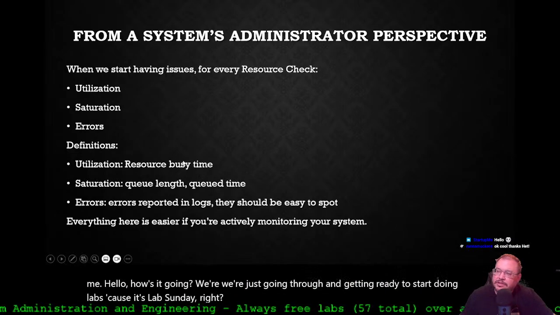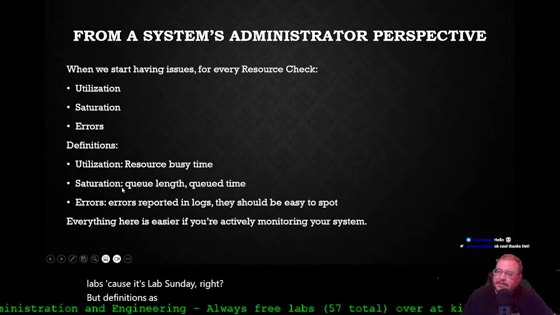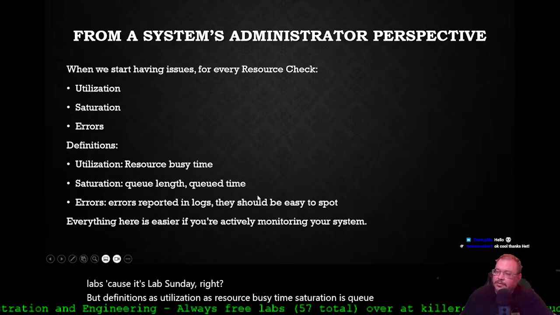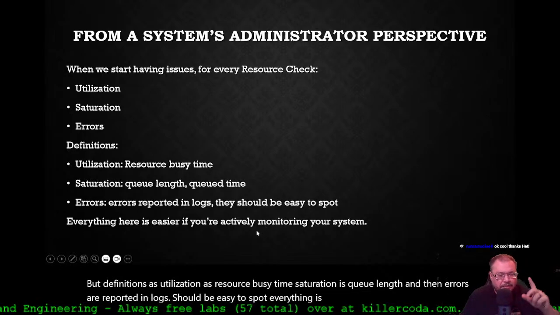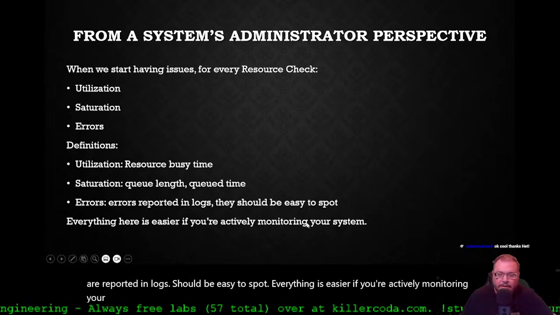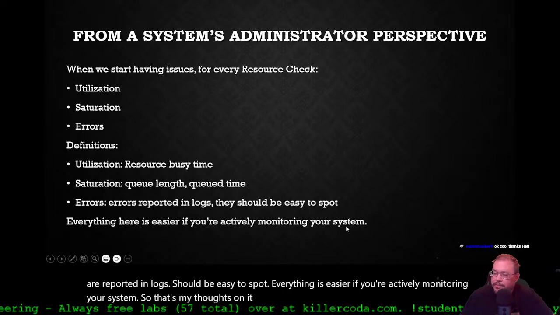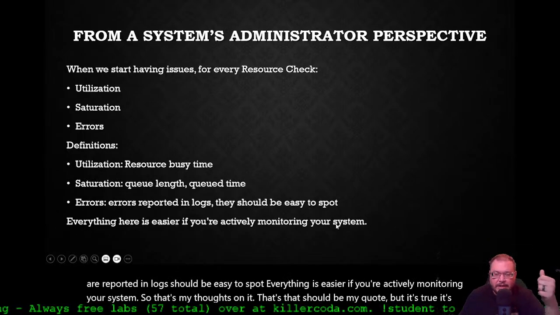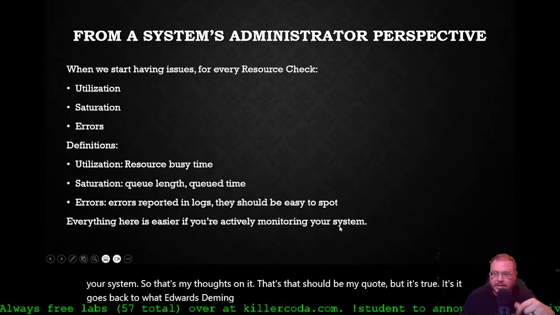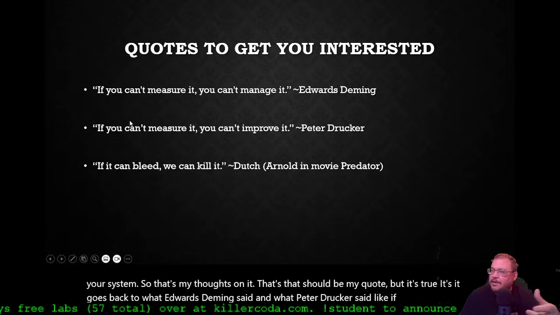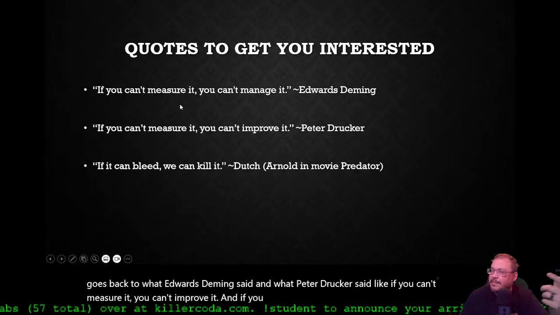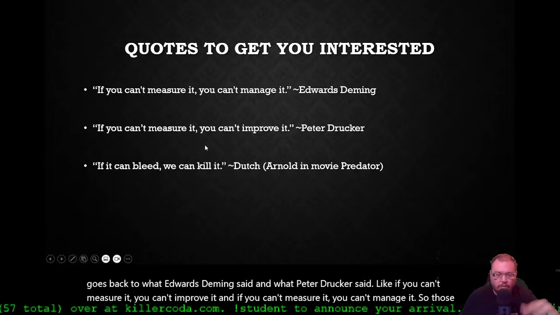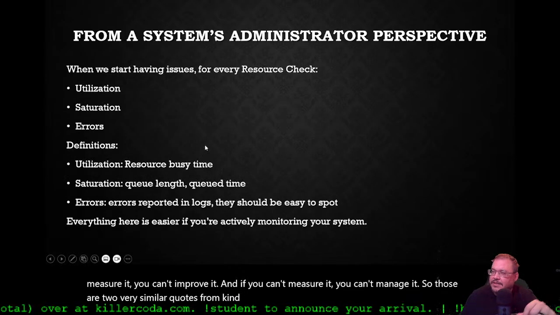But definitions: utilization is resource busy time, saturation is queue length, and errors are reported in logs. Should be easy to spot. Everything is easier if you're actively monitoring your system. So that's my thoughts on it. That should be my quote, but it's true. It goes back to what Edwards Deming said and what Peter Drucker said. Like, if you can't measure it, you can't improve it, and if you can't measure it, you can't manage it. So those are two very similar quotes from kind of famous guys in this space.